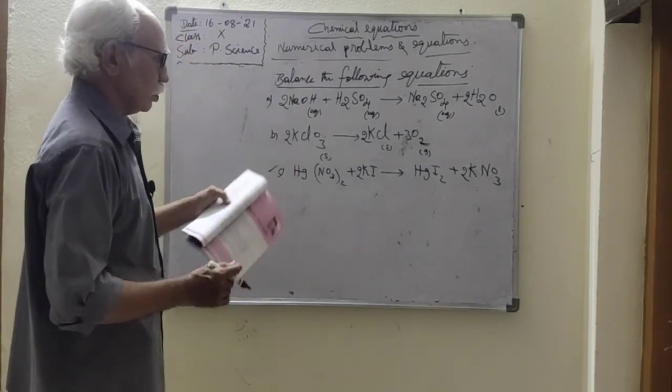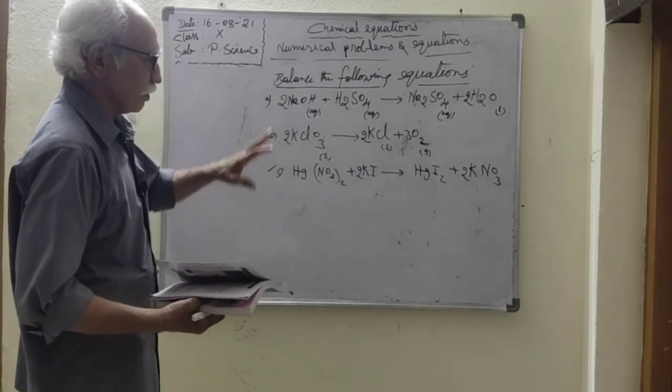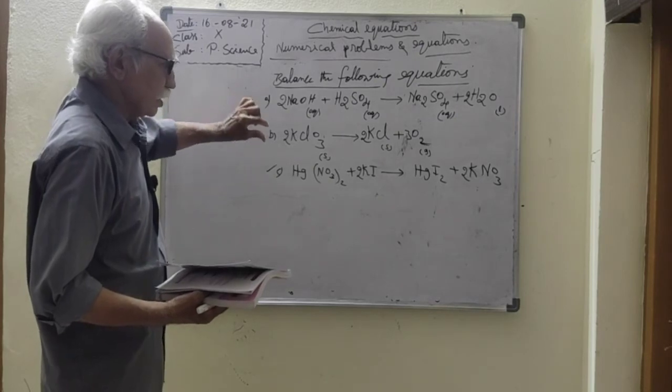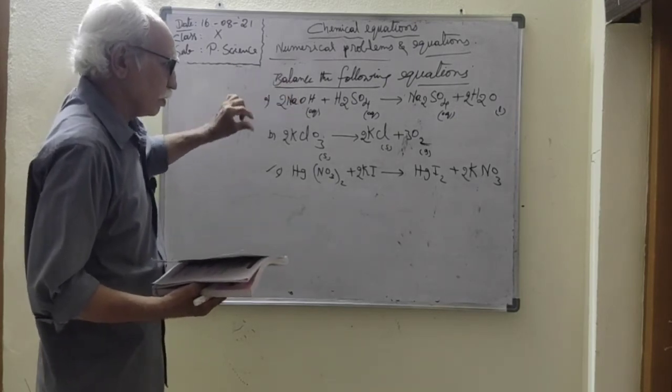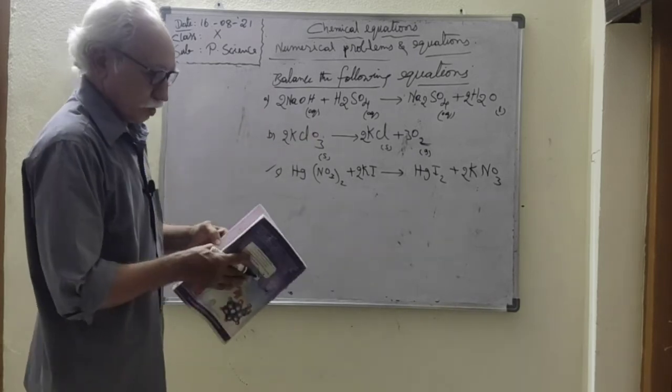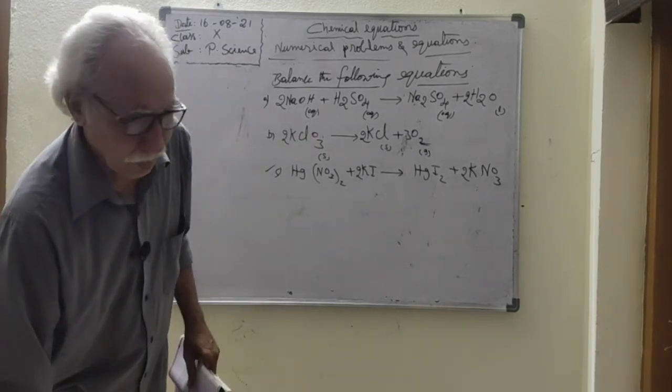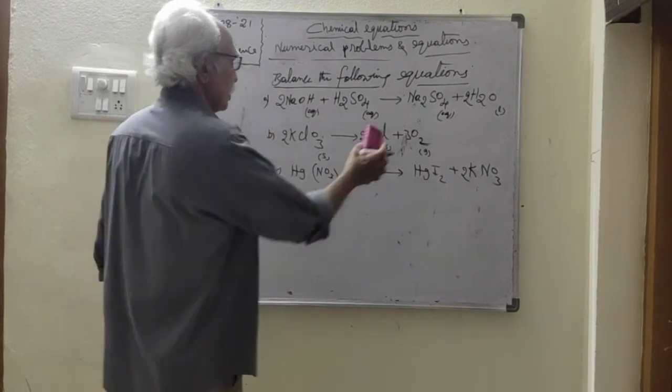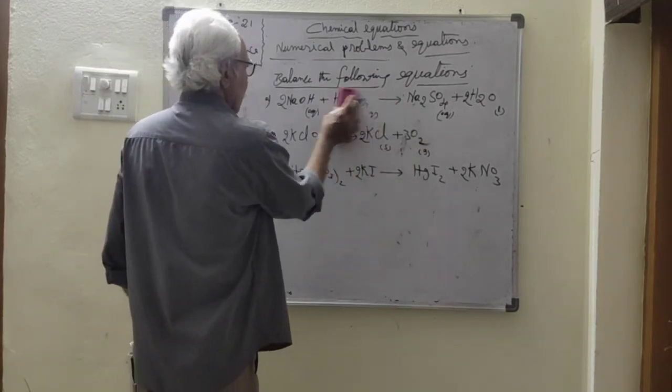This is the way to start balancing, either from the element with the largest number of atoms or the element with the least number of atoms. You can start to balance the equation, so you will get this. This is the straightforward balancing or single touch method.